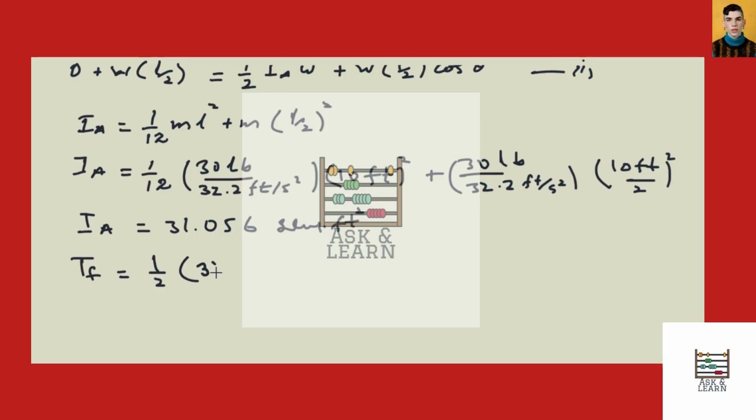Now we can write the final kinetic energy as Tf is equal to 1 divided by 2 into 31.056 into omega square. So from here we can write this Tf as Tf is equal to 15.528 omega square.